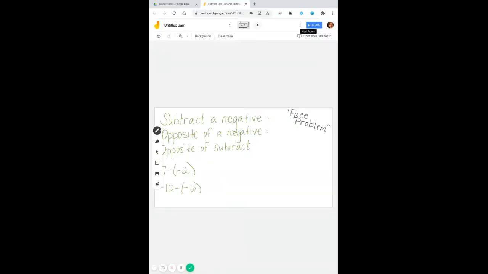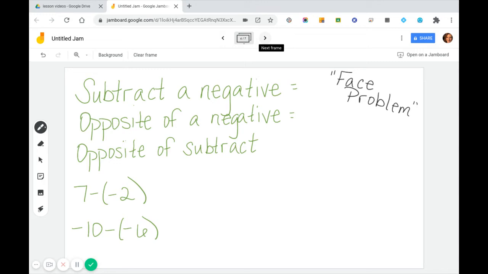Now, the one little exception to this, there is one kind of weirdo thing. When you subtract a negative, it's really telling you to do the opposite of a negative or the opposite of subtract. So like on this first one, it's saying take your 7, do the opposite of negative 2. So I'm going to add 2. So that really becomes 7 plus 2, which is 9.